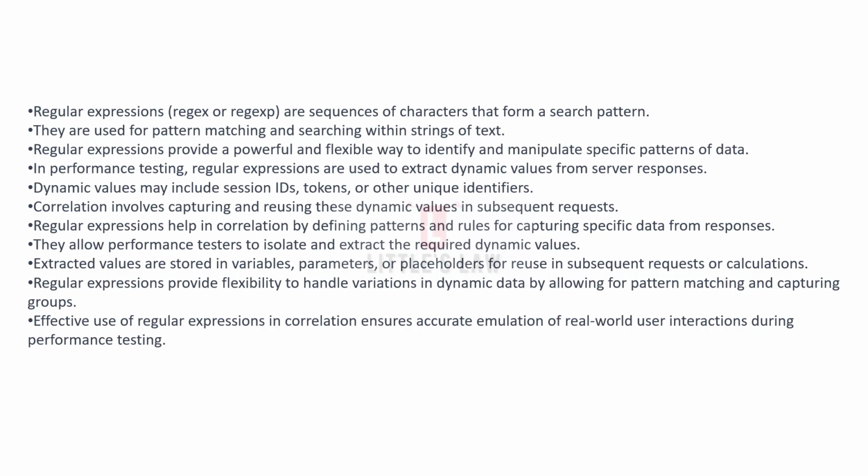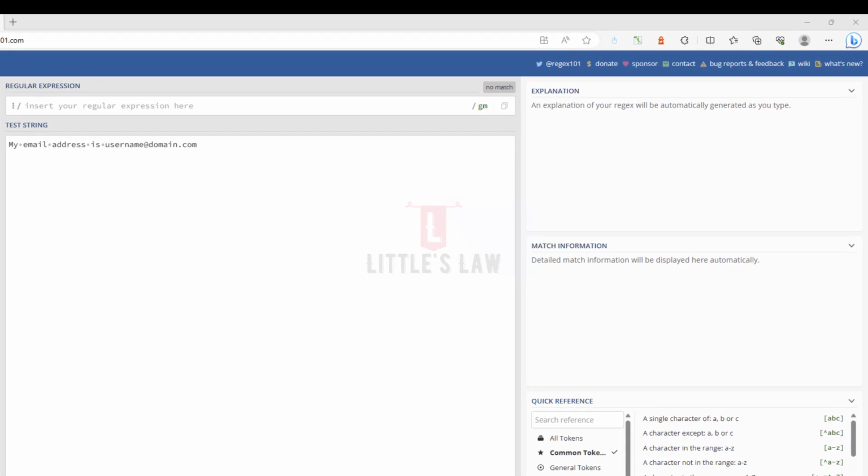With that, we come to an end on what a regular expression is. Now we will see one example and how to use it to extract values. In this first example, we have the test string, which is: my email address is username at domain.com. I'm taking this example because when you are correlating, or want to pass some data from your previous response to the next request, you need to understand how this works. I will break the regular expression down so that you can easily understand it.